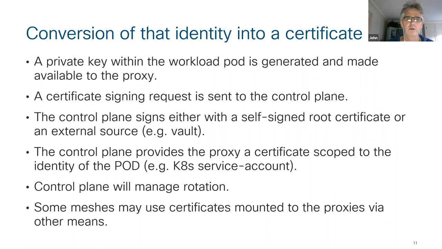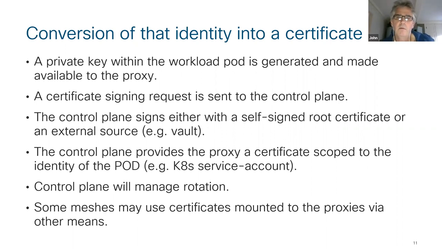One of the key things we need to do once we have that identity is get it into a certificate, or find a way to present that identity to a peer so they can authenticate it. So this flow here is a common flow that service meshes use, a common way they handle generating a certificate with an identity so that it can be authenticated by a peer.